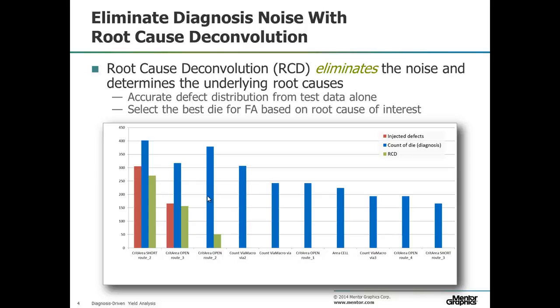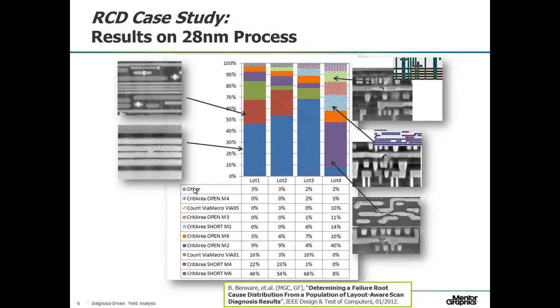After applying the RCD on the diagnosis results, the defect distribution represented by the green bars here is closely correlated to the red bars, which are the faults we injected. This helps the overall diagnosis resolution and the final root causes for the real defect. If you want to know more about the RCD and its application, we have some publications for you. You can refer to IEEE Design and Test of Computers back in 2012.